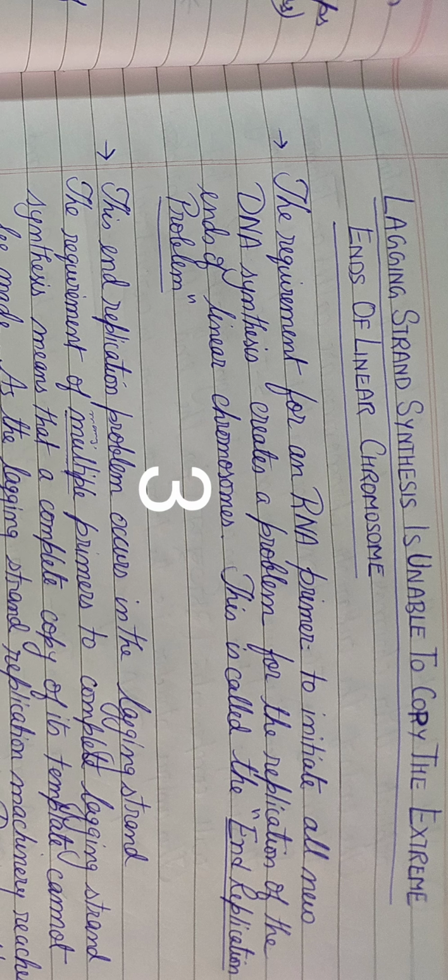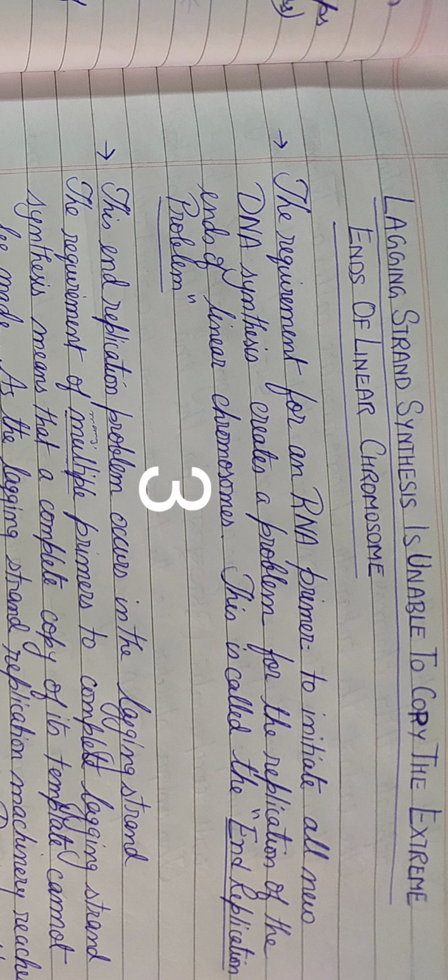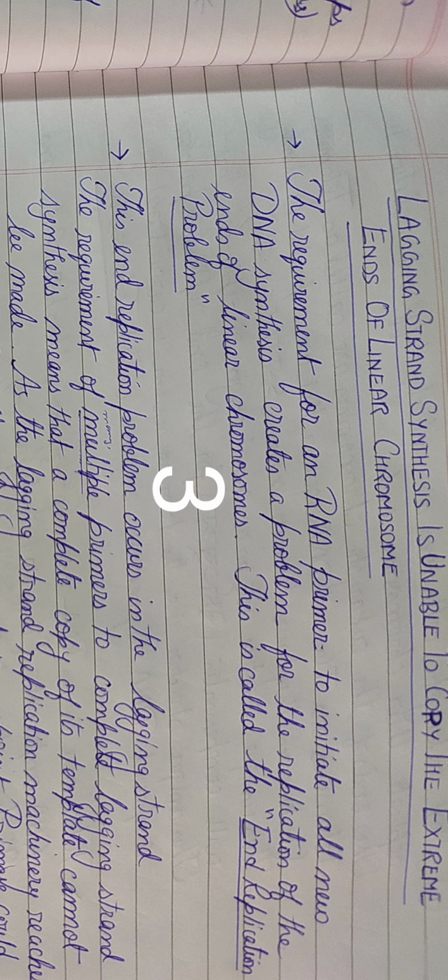Okay, so the lagging strand synthesis will be unable to copy your extreme ends, that is the extreme 3' or 5' ends where the lagging strand synthesis is occurring. It will be unable to copy that region, and that's why a gap will be created. That part will not be replicated. So let us see what they are trying to say.